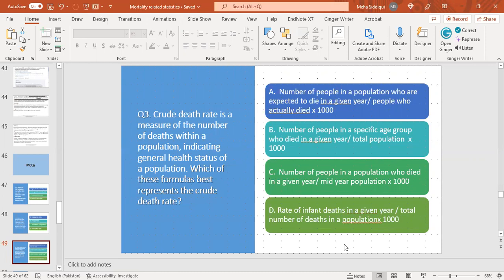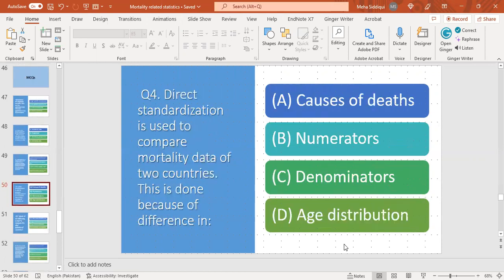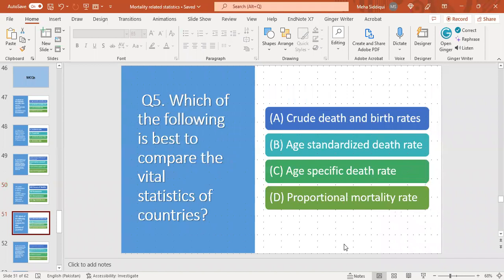C is the right option. MCQ number 4. Direct standardization is used to compare the mortality data of two countries. This is done because of difference in causes of deaths, numerators, denominators, or age distribution. No, it is D, age distribution. Because we do direct standardization of age due to differences of age when we compare data between two countries.